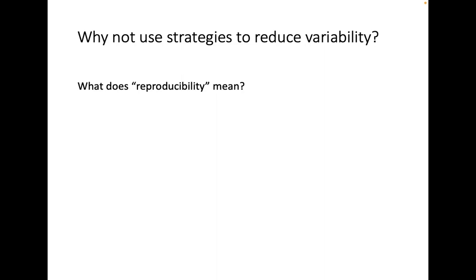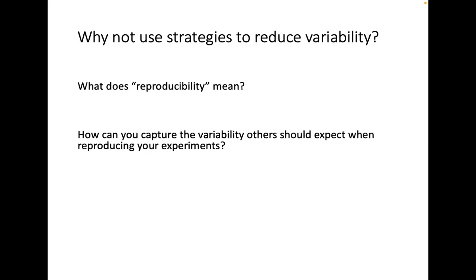What I think this means is that someone else in a different lab at a different time can follow your protocol and get results that are not significantly different. So to me, thinking about reproducibility means thinking about how can I capture the variability that someone else should expect if they are reproducing my experiment. So someone else who's going to be doing this at a different time, who might be repurifying an enzyme, remaking these different buffers that they're using in this, but following my protocol.